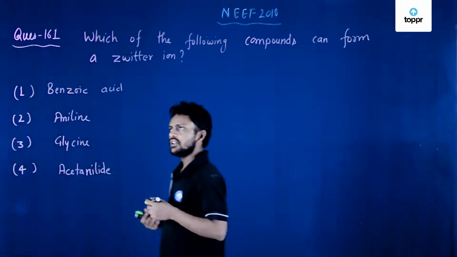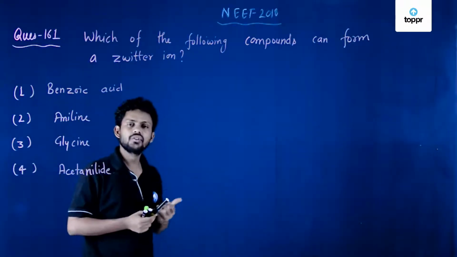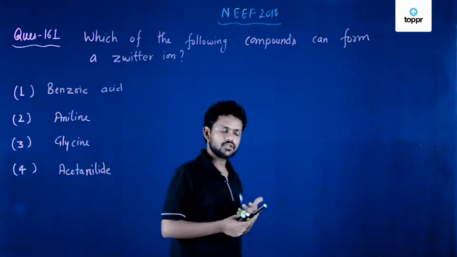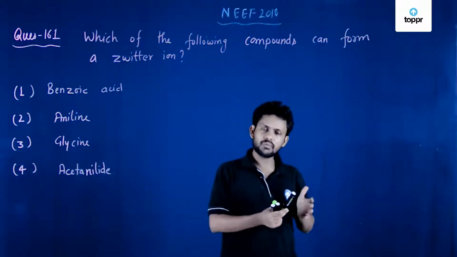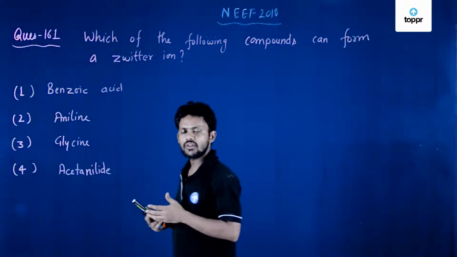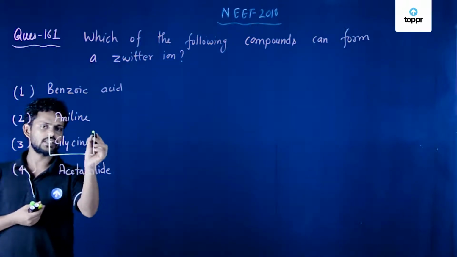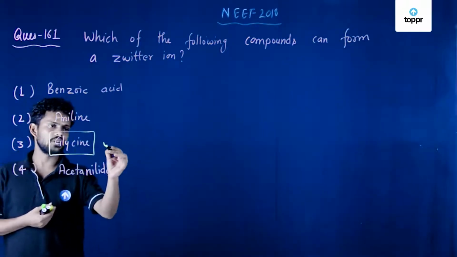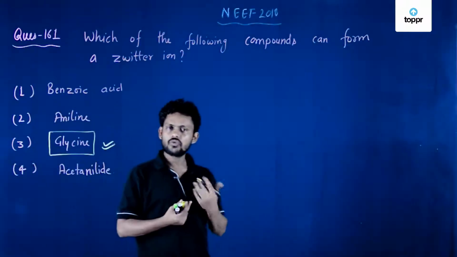Now we need to identify it. The answer is very simple, because we know that all amino acids can exist as zwitterions. They have a particular pH, which we refer to as pI, the isoelectric point, at which any amino acid can exist as a zwitterion. There is only one amino acid given in the question, which is glycine, so definitely it is going to exist as a zwitterion. Still, we can look at the other possibilities.